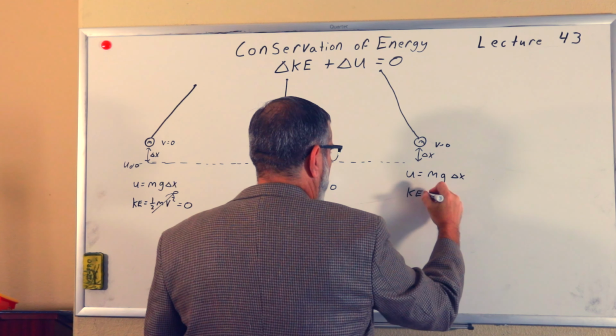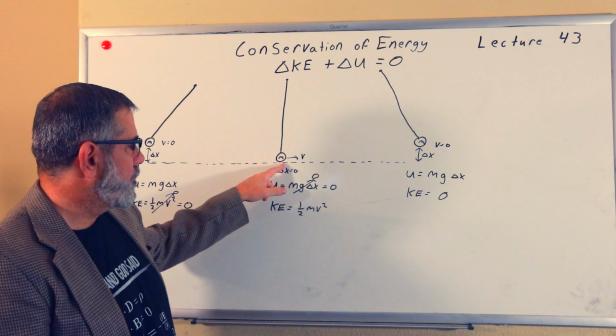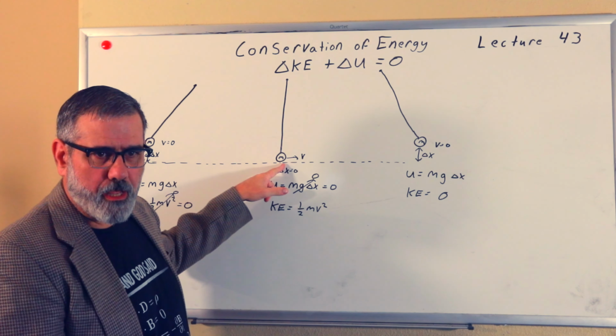Okay? So you can see that the system, as it's oscillating back and forth, is going from all the energy in potential energy, to the point where it's at its lowest in the swing, all its energy is in kinetic energy, back to all of its energy being potential energy again. So it's constantly cycling back and forth between potential energy, kinetic energy, potential energy, kinetic energy.